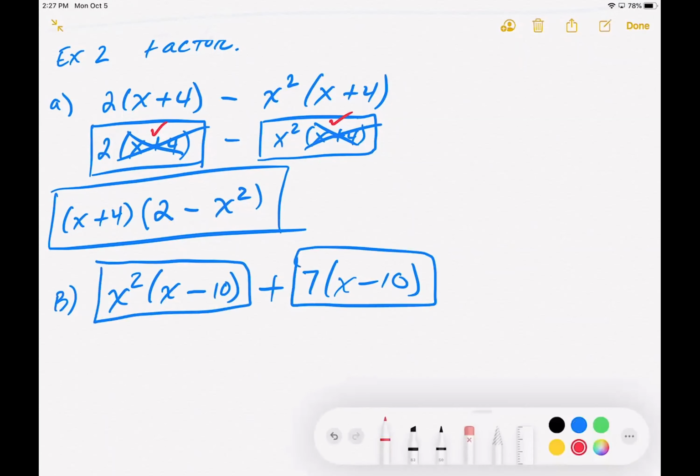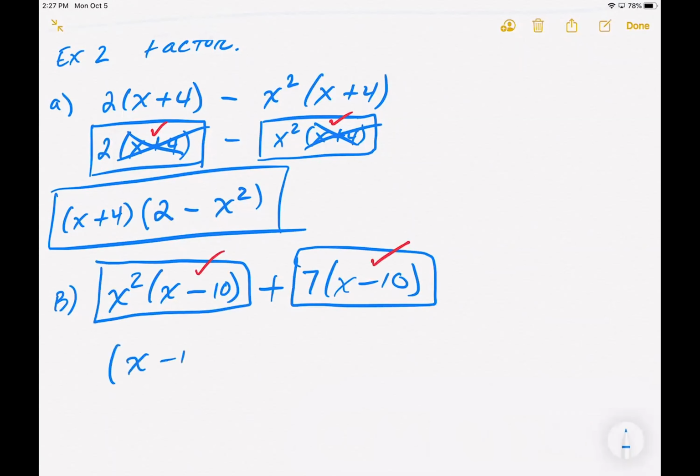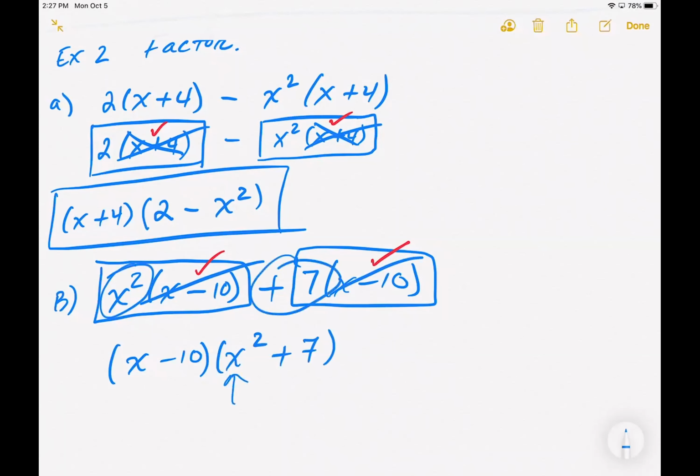common item. If they are the same, all we need to do is bring the x minus 10 out. And whatever is left over, once you bring it out, you just put in one parenthesis. So x minus 10 is on the outside, and the leftover is x squared, plus 7. That is what we need to do if we were to factor this out.